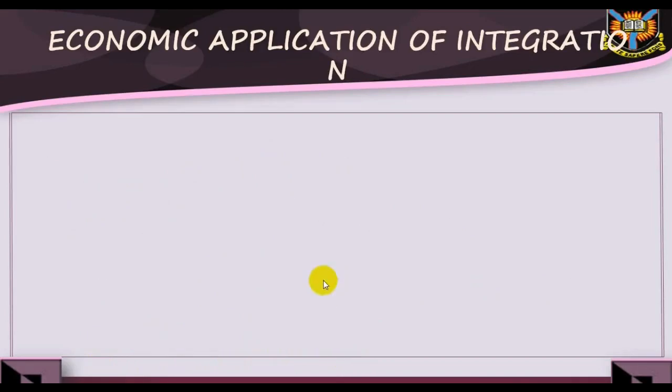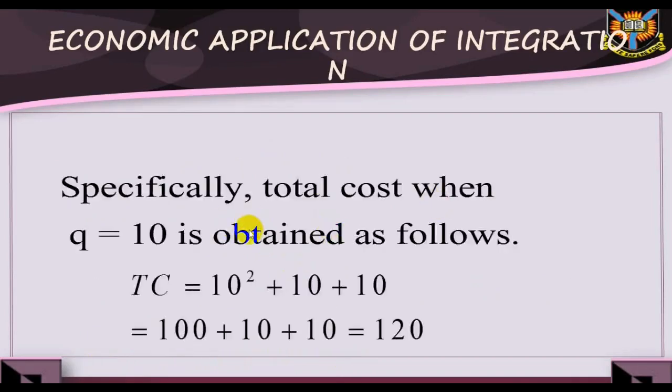Specifically, total cost when Q equals 10 is obtained as follows. TC equals 10 squared plus 10 plus 10. 100 plus 10 plus 10 equals 120.